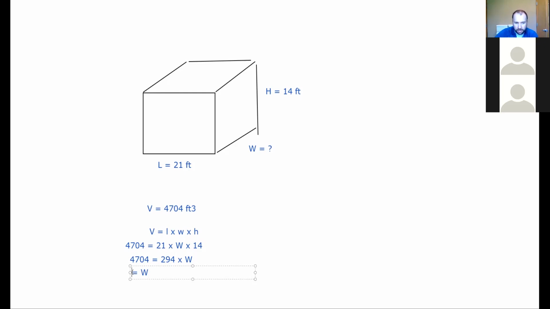Now we have to do 4,704 divided by 294, and we should get our answer. 4,704 divided by 294, and that comes out to 16 feet. And always with geometry, check your answer, right? If we've done the math correctly, then we should be able to type in 21 times 16 times 14, and it should come out to 4,704. It does.